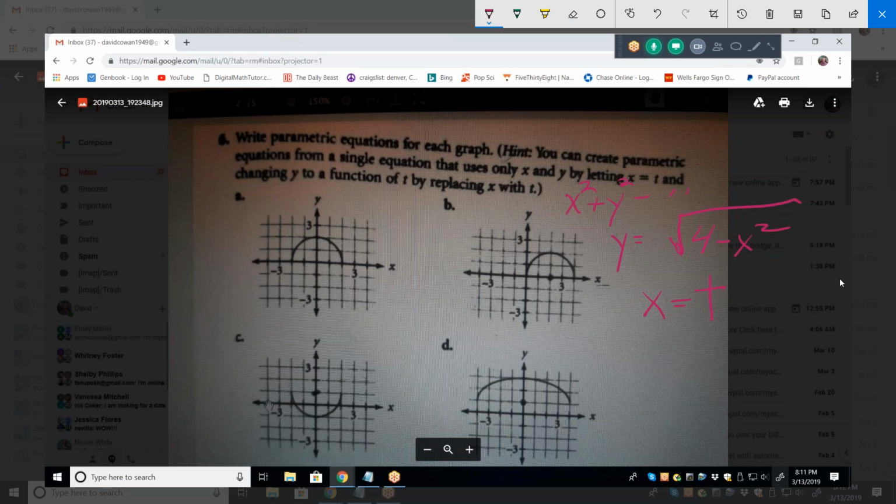x equals t, which is what they tell us to do. Well, then now let's rewrite y. y must be equal to the square root of 4 minus t squared. There are your two parametric equations. Where we started with y as a function of x, we now have x as a function of t and y as a function of t.